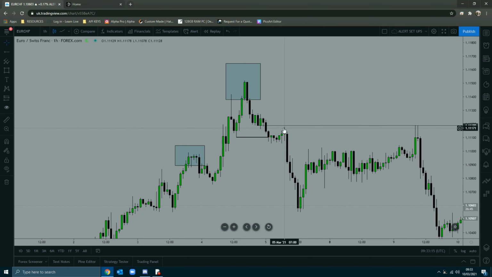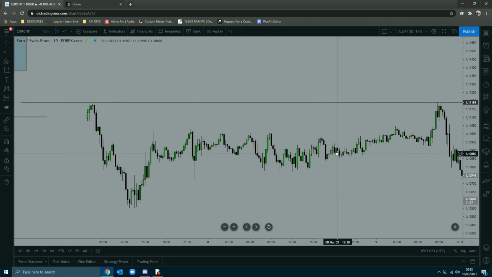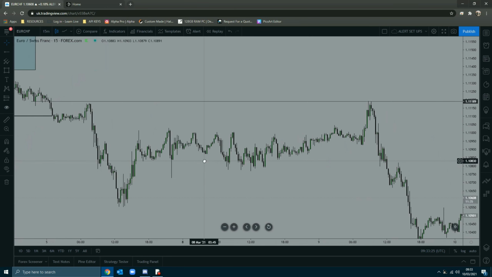That wasn't retested at this point, so we were waiting for a retest of that. Now, when I go back down to a 15-minute chart, this was the London trade. I don't normally trade London, but this was one I was pretty happy with because we did discuss it the day before in New York.